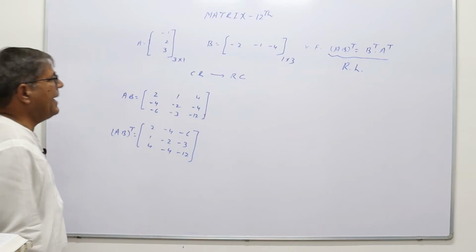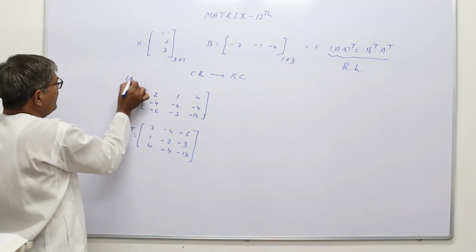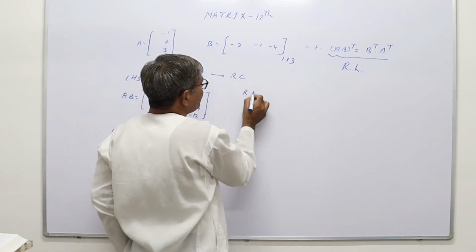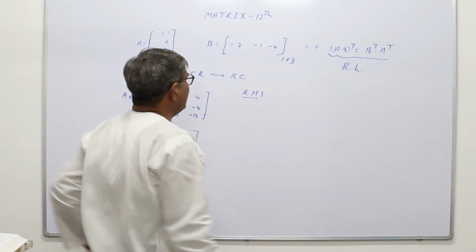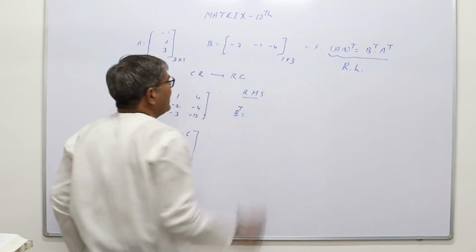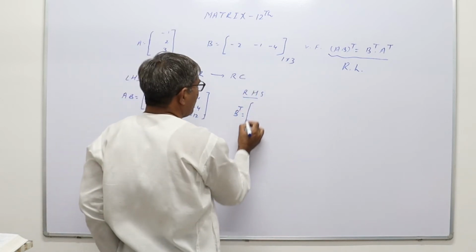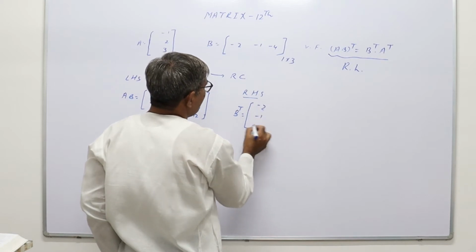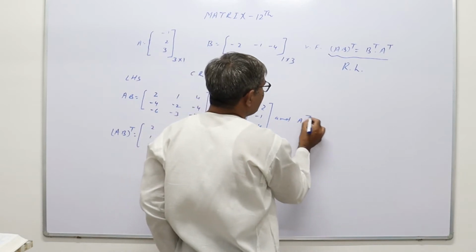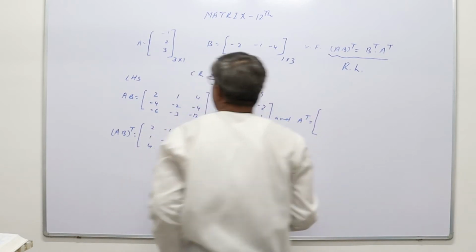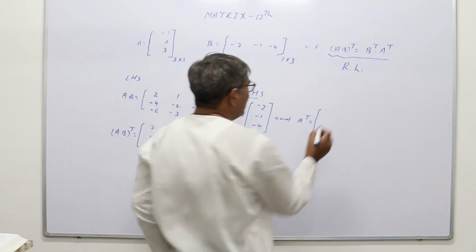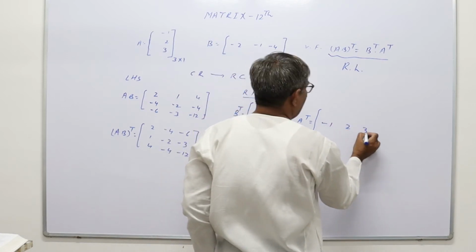So this is the left hand side. Now how will we find the right hand side? For the right hand side, we will find the transpose of the given matrices. So B transpose: B is given in row form, so we will write it in column form. So the column is minus 2, minus 1, minus 4. This is B transpose. And what is A transpose? A is given in column form, so we will write it in row form. So minus 1, 2 and 3.